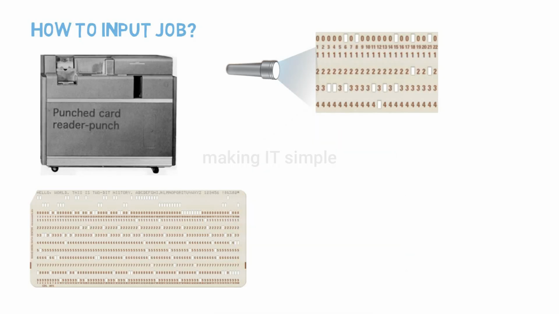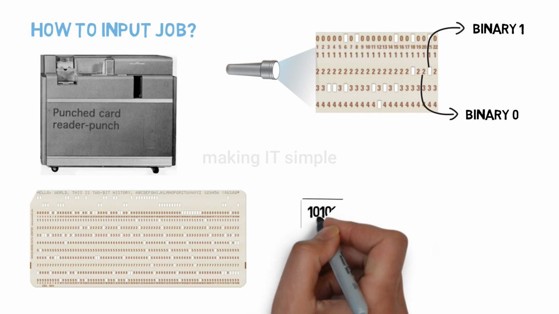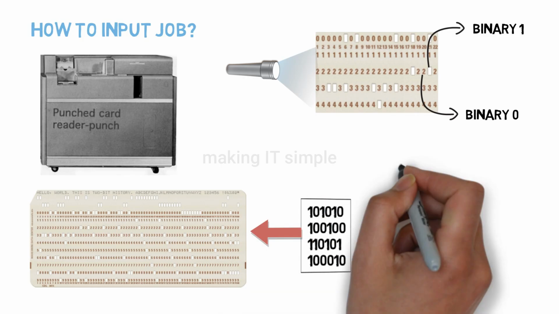Light would pass through the holes and get blocked where holes were not present. So where the light would pass was considered binary 1, and where light won't pass would be considered binary 0. So we had to input the information in machine language itself. Punch cards were punched by hand or by machine.